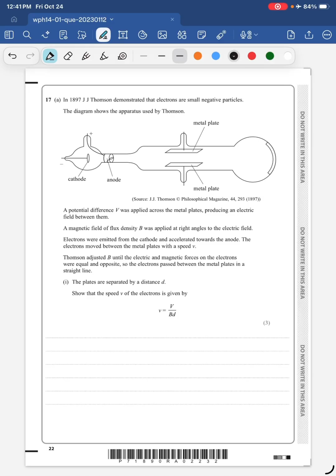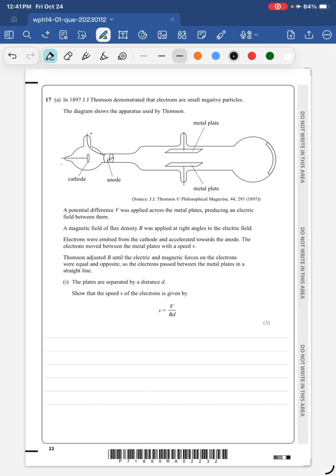Electrons were emitted from the cathode and accelerated towards the anode. The electrons move between the metal plates with speed v. Thomson adjusted B until the electric and magnetic forces on the electrons were equal and opposite, so the electrons passed between the metal plates in a straight line. The plates are separated by distance d. Show that the speed v of the electrons is given by that expression over there.